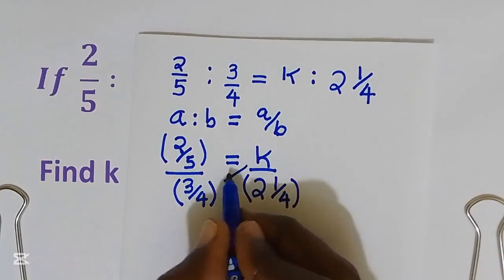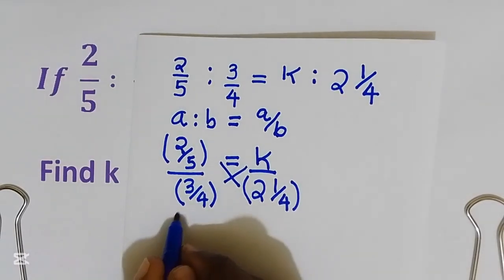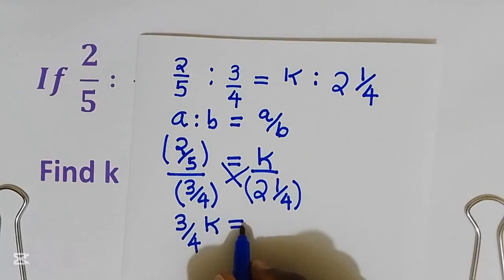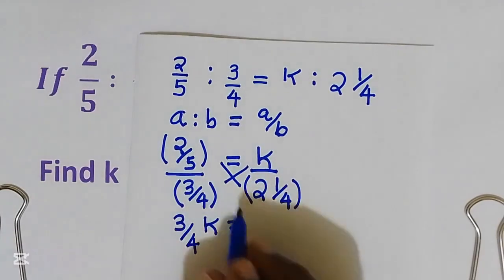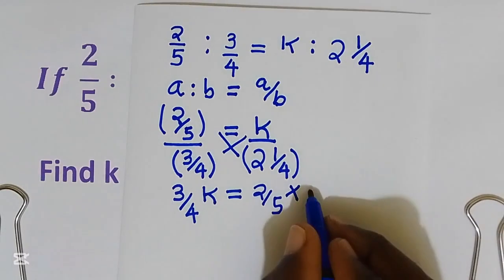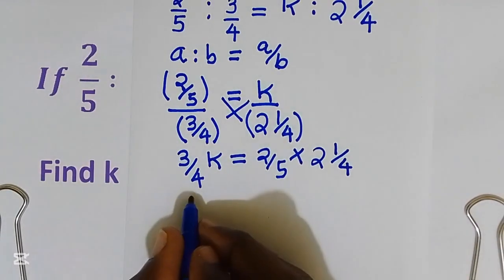Here I'm going to cross and multiply. I'm going to take 3/4 multiplied by k. That is going to be 3/4 k. This is equal to 2/5 multiplied by 2¼.